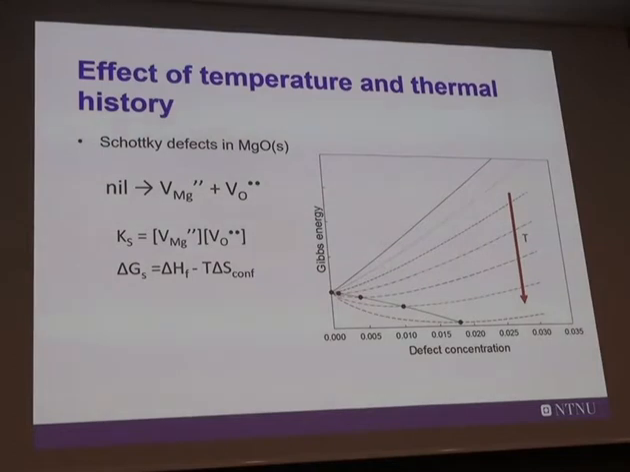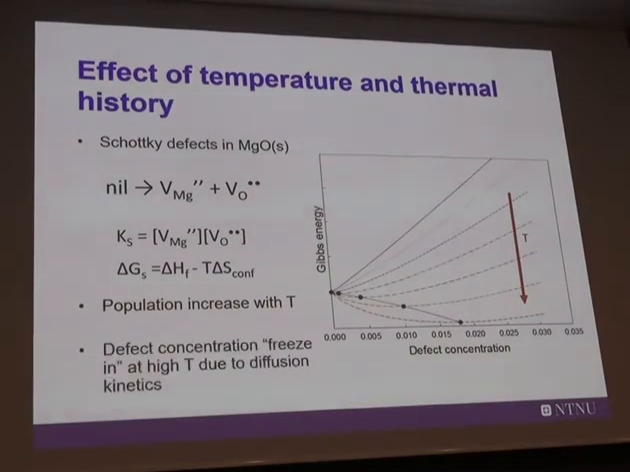So, if you have a magnesium oxide sample, one of the things you should ask yourself is what is the thermal history of that sample? Because that will tell you where you are in that landscape with respect to concentration. The population increases with temperature because of the entropy effect. But the point here is that you often freeze in a specific point defect concentration at the temperature of the process you have been processing your sample at. And this is because of the diffusion kinetics.